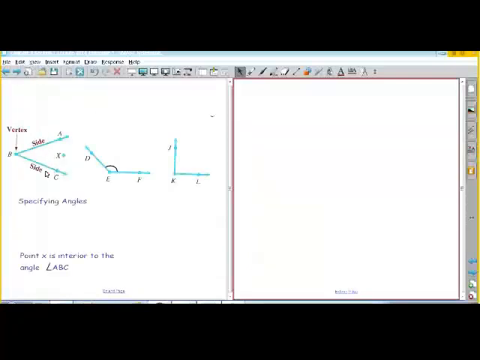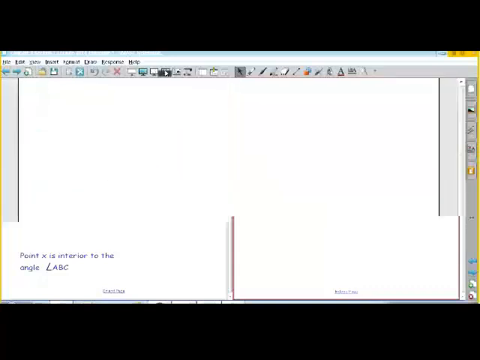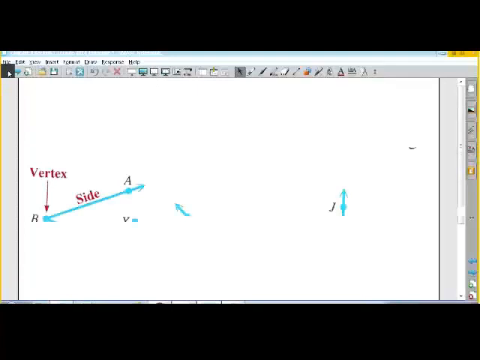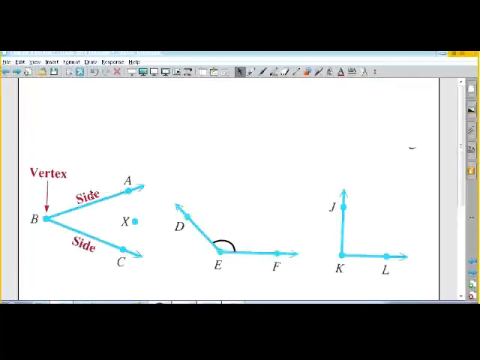Okay, so what else can you do with lines and rays and line segments? Well, the main thing here is, first, you can create angles. An angle consists of 2 rays starting at the same point. So we have ray BA and we have ray BC. The common point from which the 2 rays start is called the vertex of an angle.